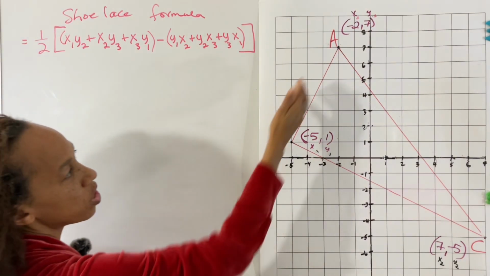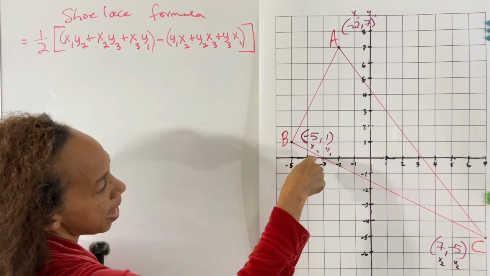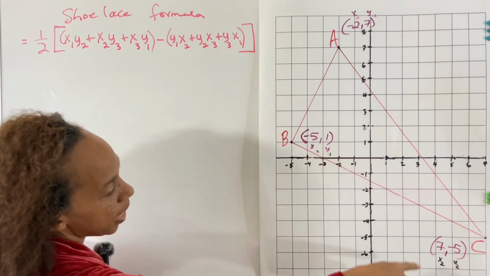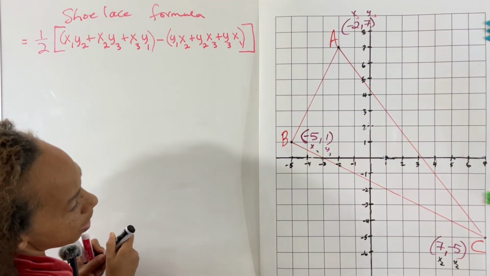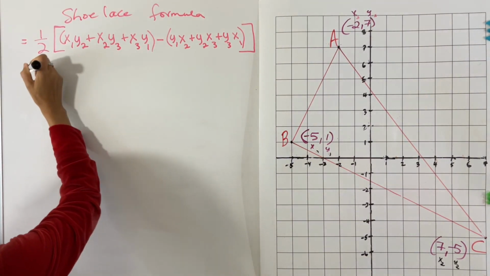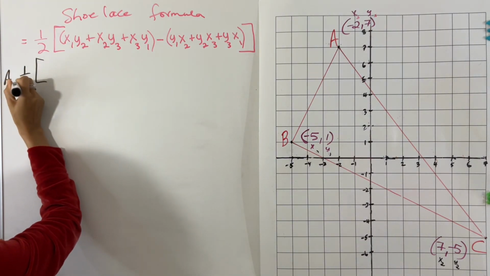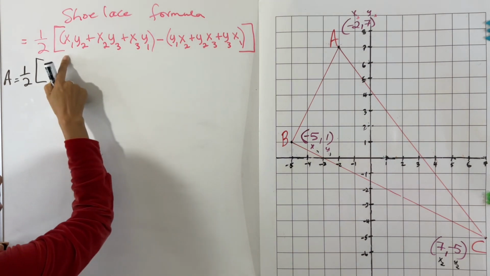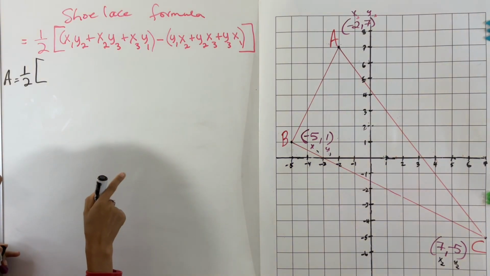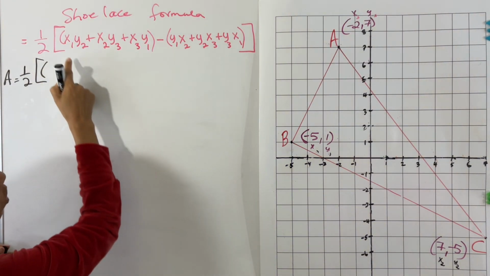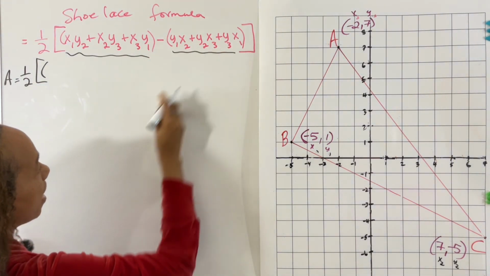It doesn't matter. You could have started with this and come all the way around, saying x1, y1, x2, y2, and then x3, y3. So let's get started. I have my formula here, and I'm going to substitute my numbers. The area is equal to half, and I'm using the square brackets because there are a lot of parentheses going on inside. Now I'm going to do this side, which is the plus side, and then minus this side.